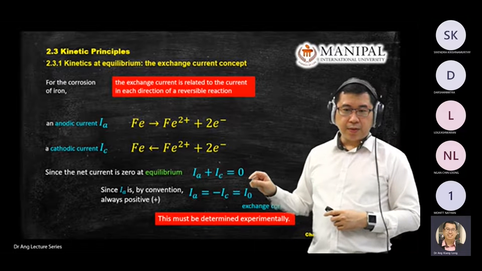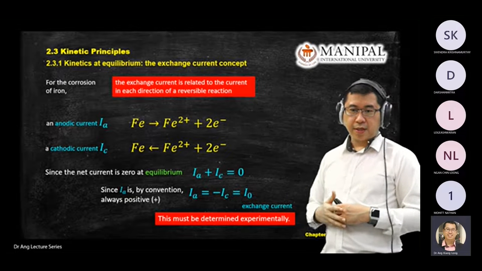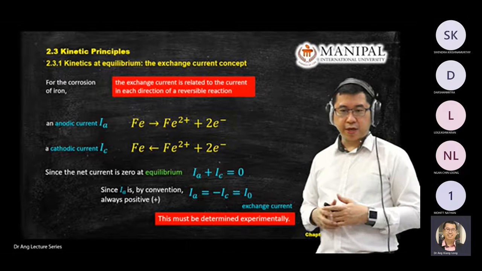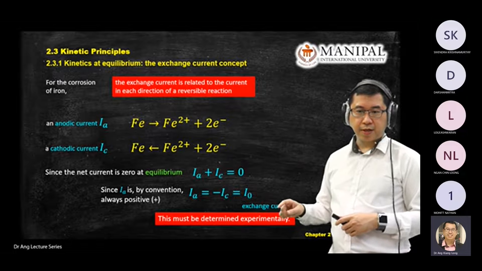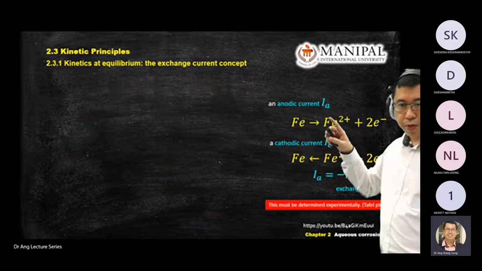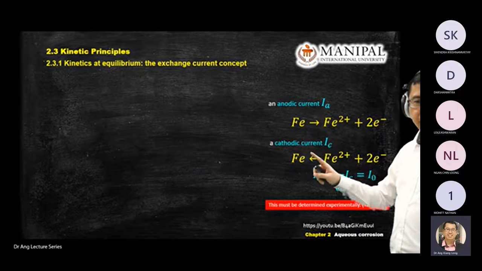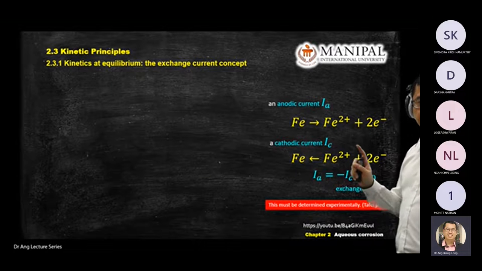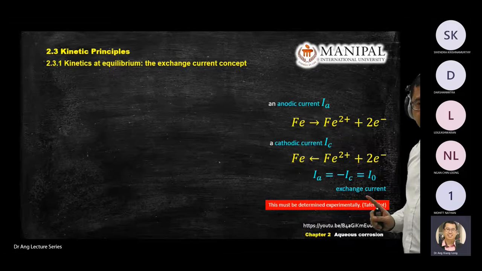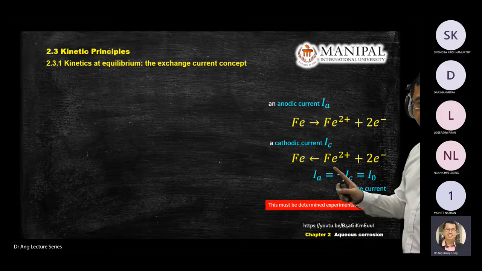And the values that you will see in the calculation later on, you'll be given a table. The values that you see in the table are all determined through experiment. The exchange current you measure through instrument. Okay, so I put this information to one side. Just now we covered anodic current, we covered cathodic current, and we know that in an equilibrium scenario, your exchange current equals the anodic current and the negative cathodic current.